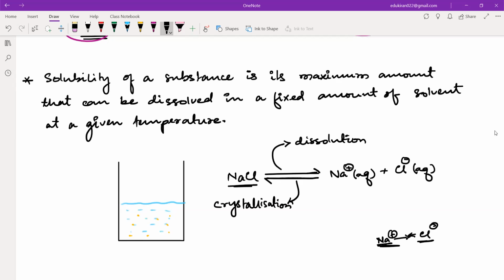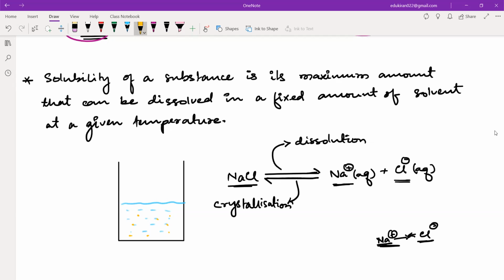So when the amount of NaCl is very low, that means it is dilute. Then the probability of bumping together is very low. The probability of Na plus and Cl negative colliding with each other is very low. But as soon as we keep adding NaCl, NaCl, NaCl, if I keep adding NaCl, then what is going to happen?